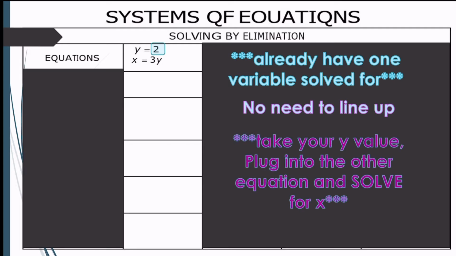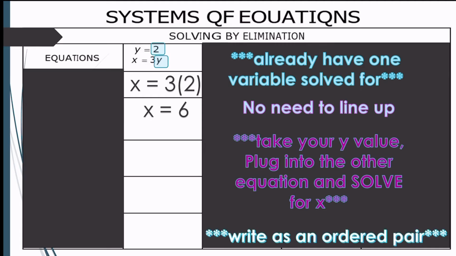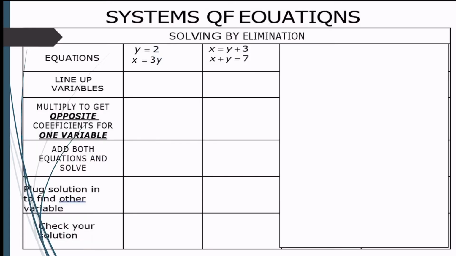So what I'm going to do is take my y value, which we said was 2, and plug it into the other equation and find my x. So I'm going to replace this y with 2. Now I'm going to do the math. 3 times 2 is 6. So ladies and gentlemen, I just found my x value. So now I just need to take my two values, 6 and 2, and write them as an ordered pair. Okay? So remember, (6, 2) was our first one.